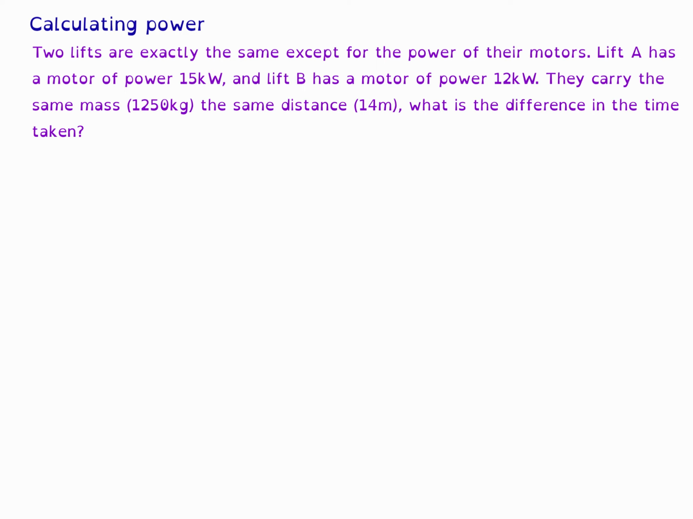Two lifts are exactly the same except for the power of their motors. Lift A has a motor of power 15 kilowatts and lift B has a motor of power 12 kilowatts. They carry the same mass, 1250 kilograms, and they carry that mass the same distance, 14 metres. What is the difference in time taken?